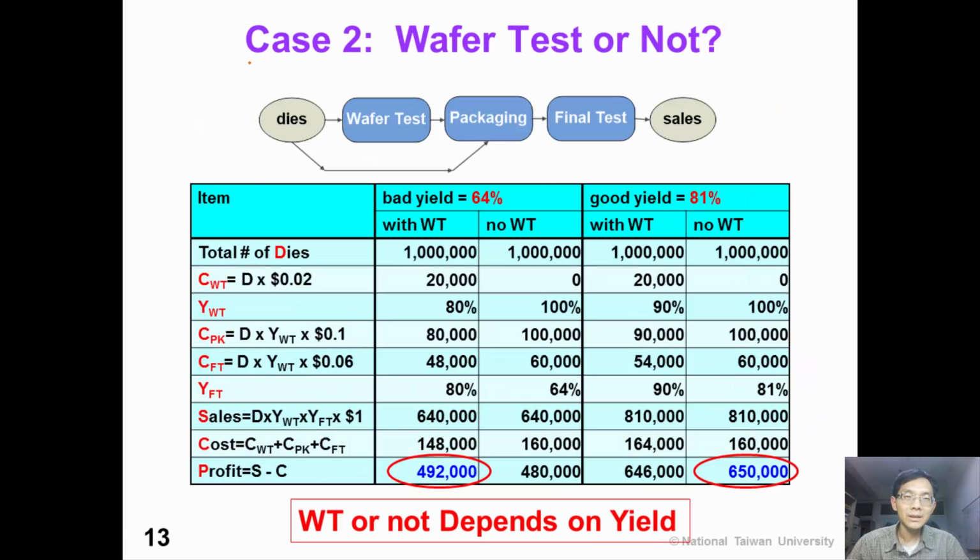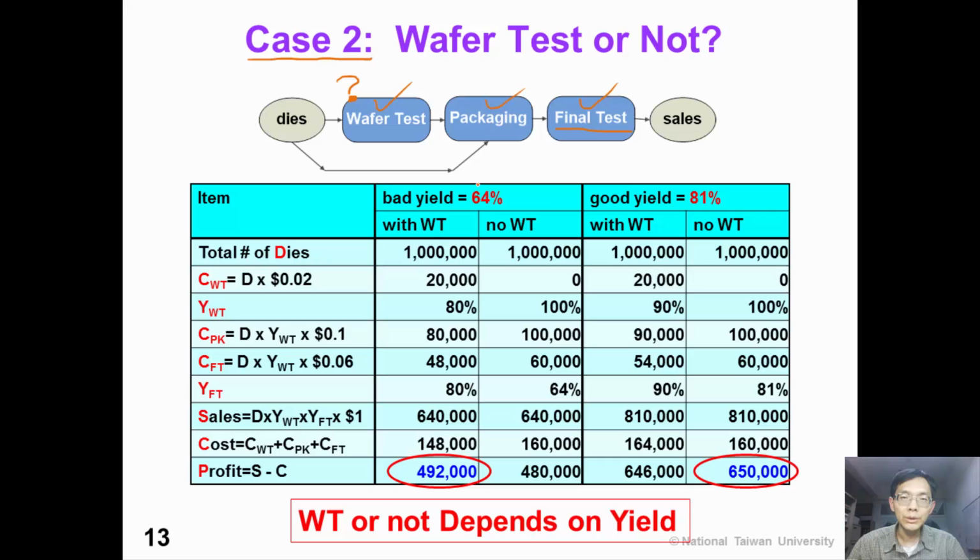Now let's consider a second case. In our previous video, we have shown this typical IC testing flow. First, we perform a wafer test, followed by packaging, and then a final test. You may wonder, why do we need wafer test since we already have this final test? Now let's answer this question with numbers.